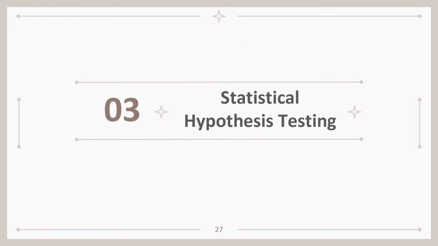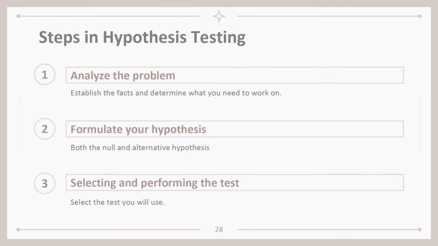Finally, we have statistical hypothesis testing. For statistical hypothesis testing, we have three steps. The fourth step being our interpretations, or the writing of your interpretations. But let's focus on the three steps first. Number one, we analyze the problem.